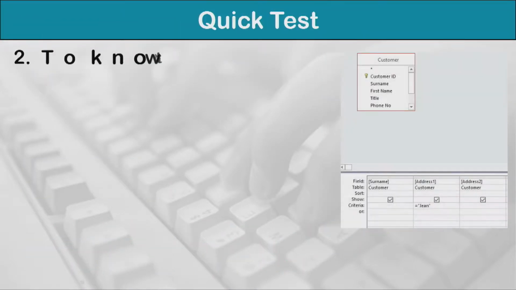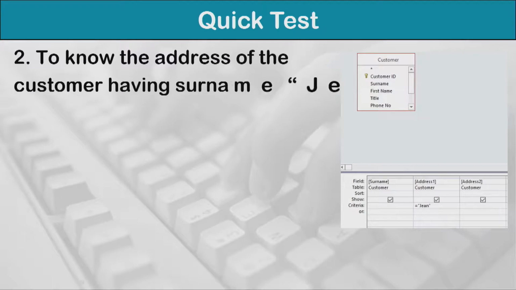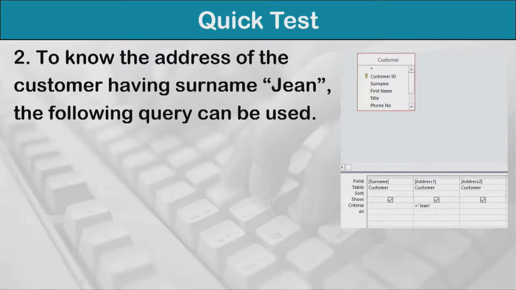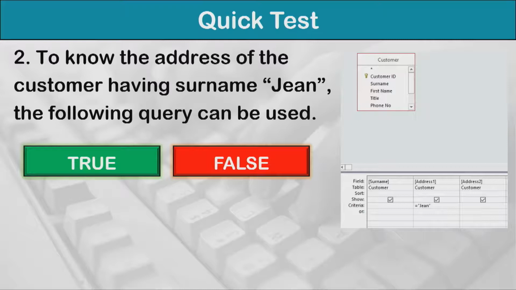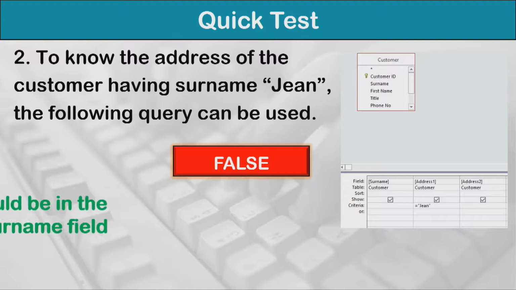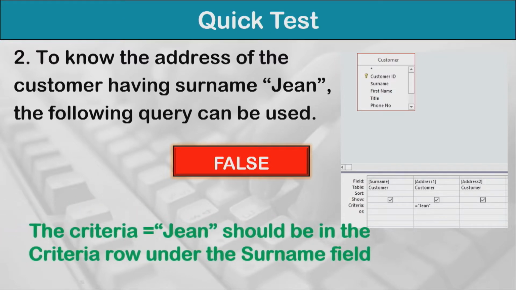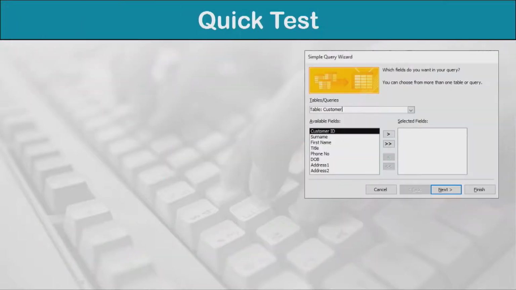Question number 2. To know the address of the customer having surname Jean, the following query can be used. True or false? This is false. The criteria is equal to Jean should be in the criteria row under the surname field, not the address 1 field.